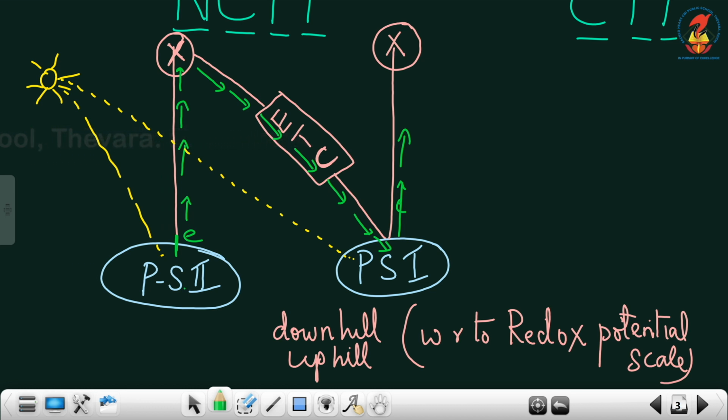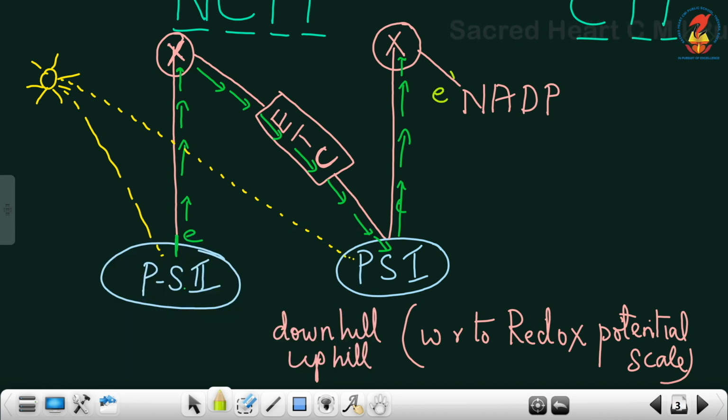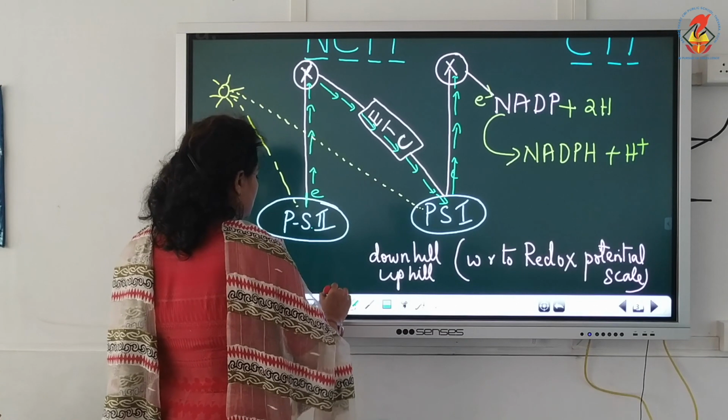Now, this electron which is emitted from photosystem 1 goes to an electron acceptor, and from this electron acceptor it goes downhill to an energy molecule called NADP. When this electron reaches NADP, it gets reduced to form an energy molecule called NADPH plus H plus. Clear? So, we saw the movement of electrons.